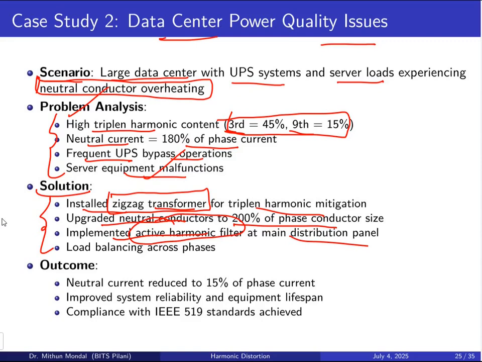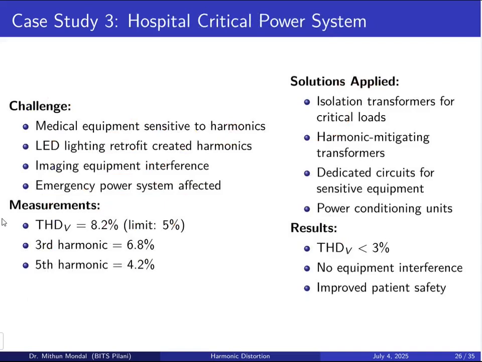Again, the filters are also used which are active, and load balancing is also there across the phases because it is a three-phase system. So the load which is present across the phases has to be balanced, then the current will also be balanced. Now what is the outcome? So neutral current is reduced to 15% of the phase current. Earlier it was 180% and now it has come to 15%. Improved the reliability and the equipment lifespan, and we comply with the standard given by IEEE 519, which is achieved. So yes, with this case study for the data center, the outcome is quite good.